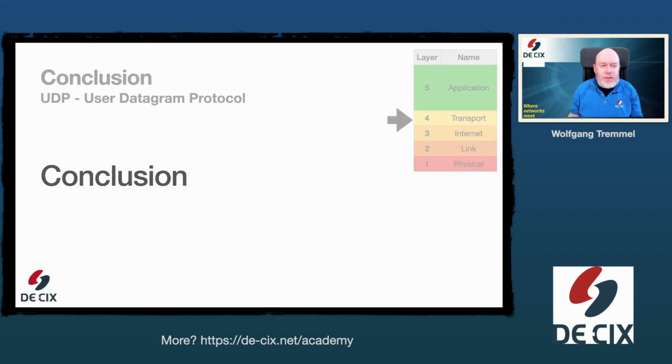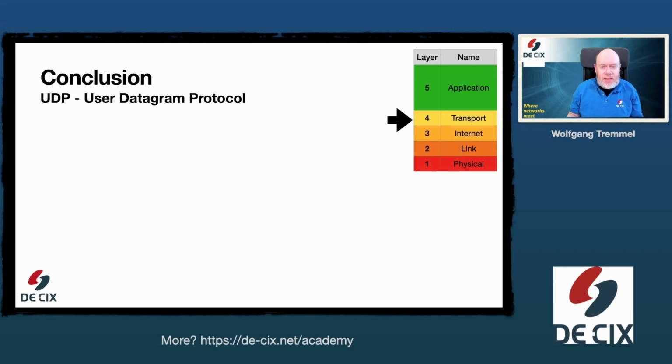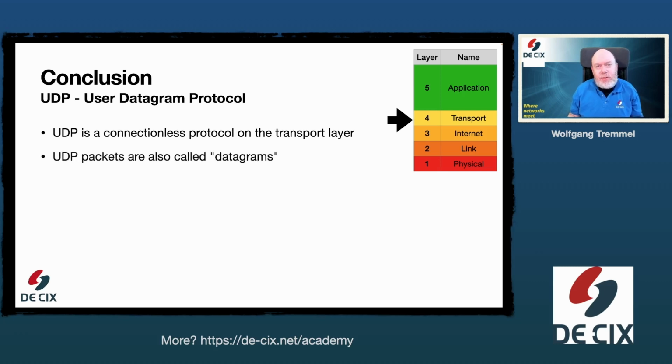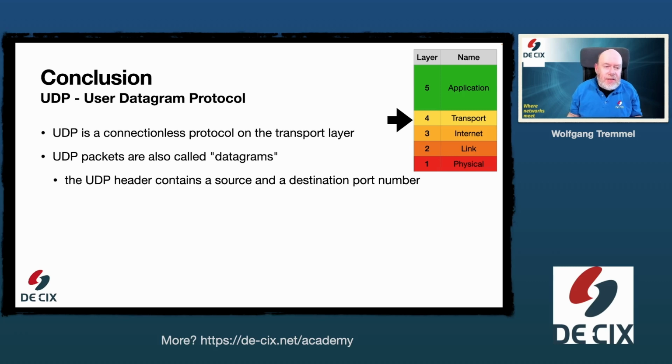So, talking about UDP today. UDP stands for User Datagram Protocol. And it's a connectionless protocol on the transport layer. UDP packets are also called datagrams. The UDP header contains a source and a destination port number, and the source port number can be 0, unused. And if misconfigured, UDP can be used to attack networks. So if you are a software developer, make sure that this cannot happen to your software.